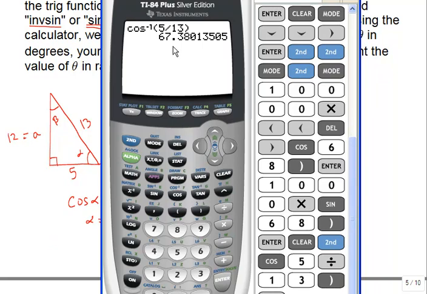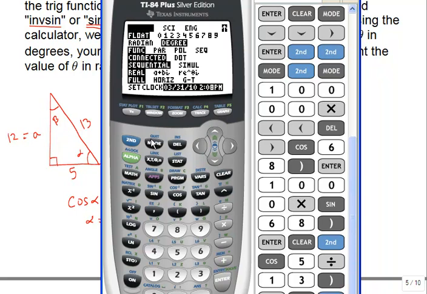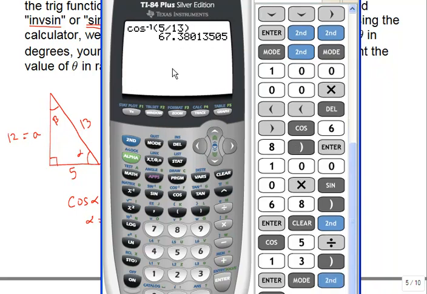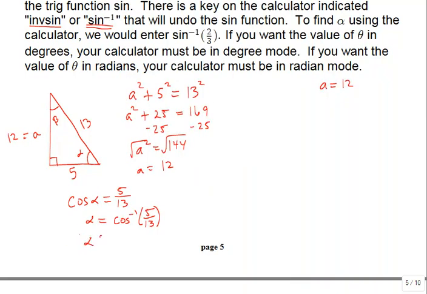Now the question is, is this in radians or is this in degrees? It depends on which mode we are in. So let me check my mode. We're in degree mode, so this is the angle alpha in degrees. 67.4 degrees, I'll round it off. So alpha is approximately 67.4 degrees.